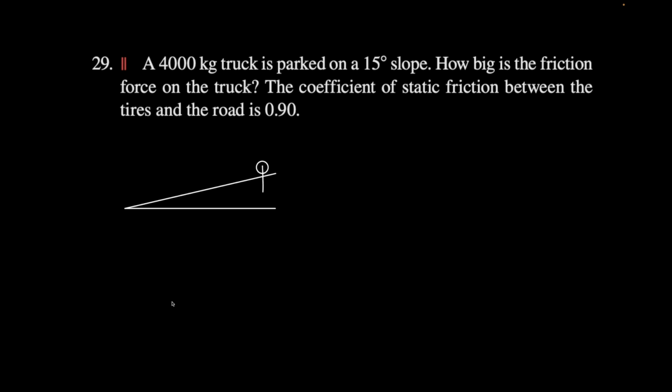We have force of gravity straight down. So force of gravity will be manifesting itself in two directions, in the perpendicular direction and the parallel direction to the incline. So this is mgx and this is mgy.